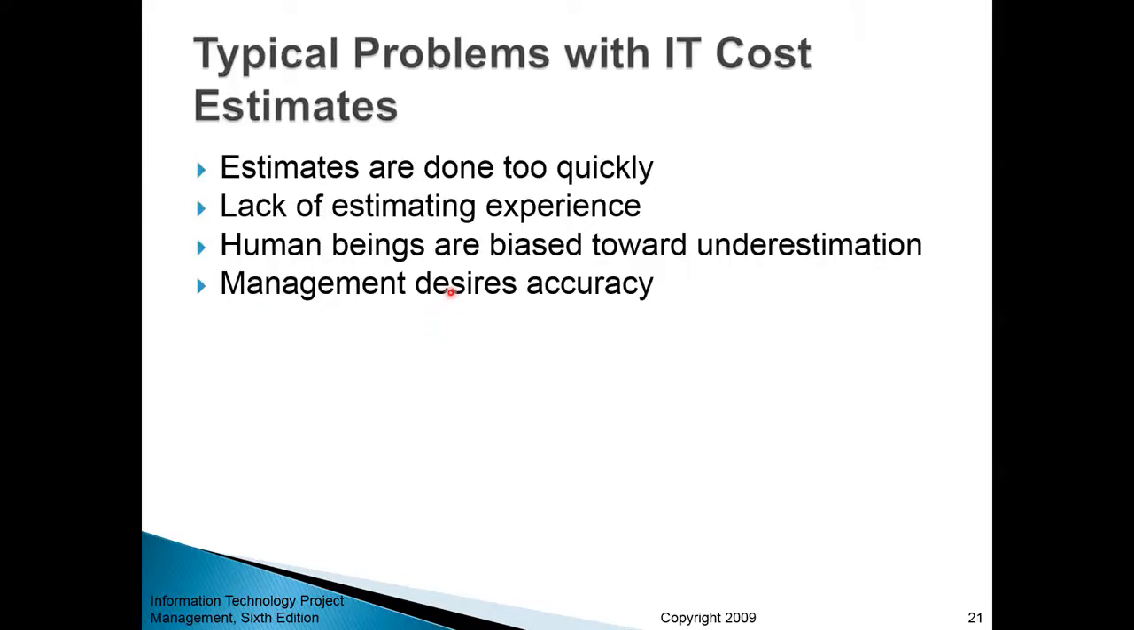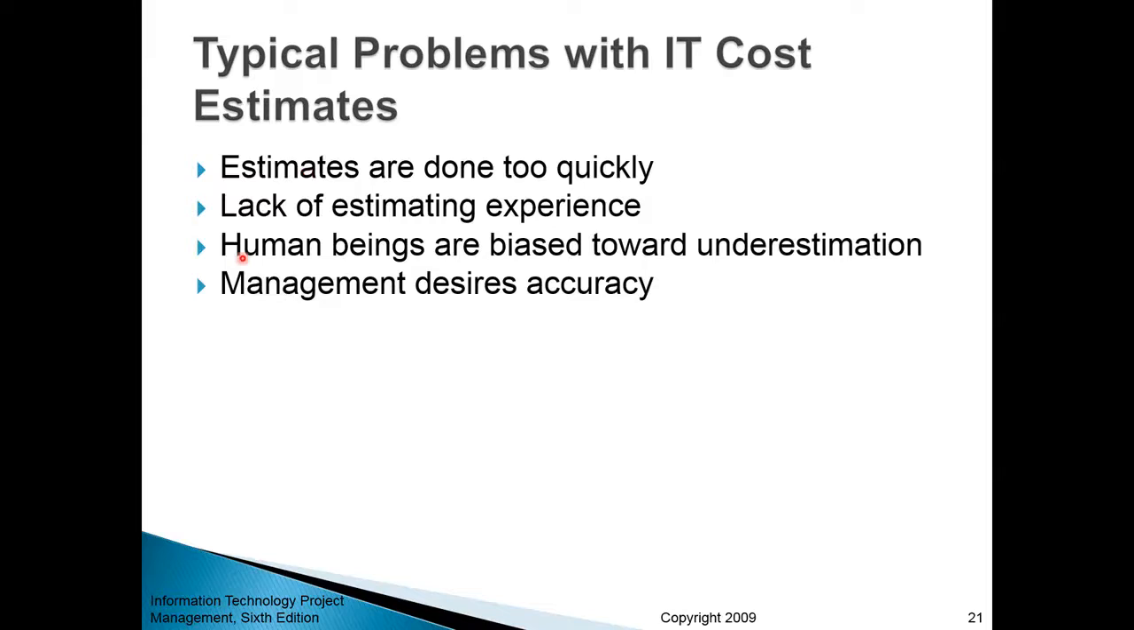Some of the typical problems associated with IT cost estimates. First of all, sometimes they're done too quickly because project managers are under a lot of pressure to submit a project proposal, get it approved, so not enough time is spent thinking about cost estimates. Sometimes it has to do with lack of estimating experience. For example, experienced project managers know about contingency reserve, they know that something unexpected always happens, they know the reality of doing things as opposed to thinking about doing things. So experience helps you come up with a set of more realistic, more precise cost estimates for your project.